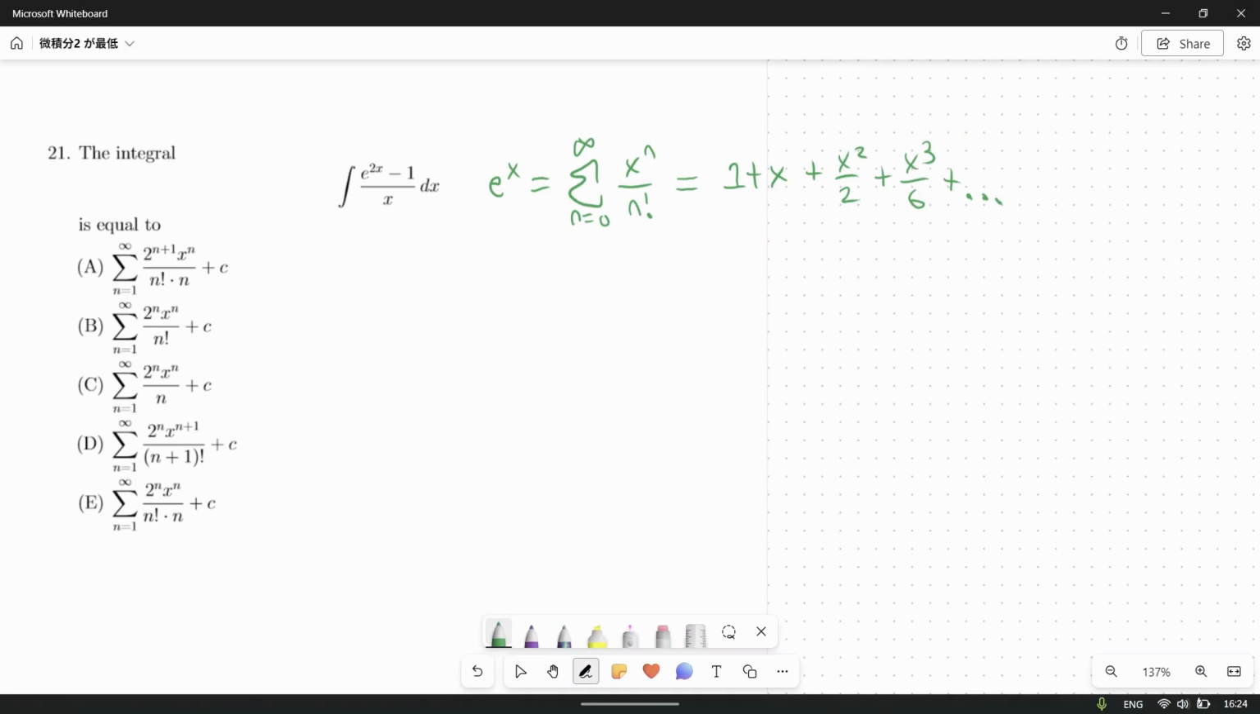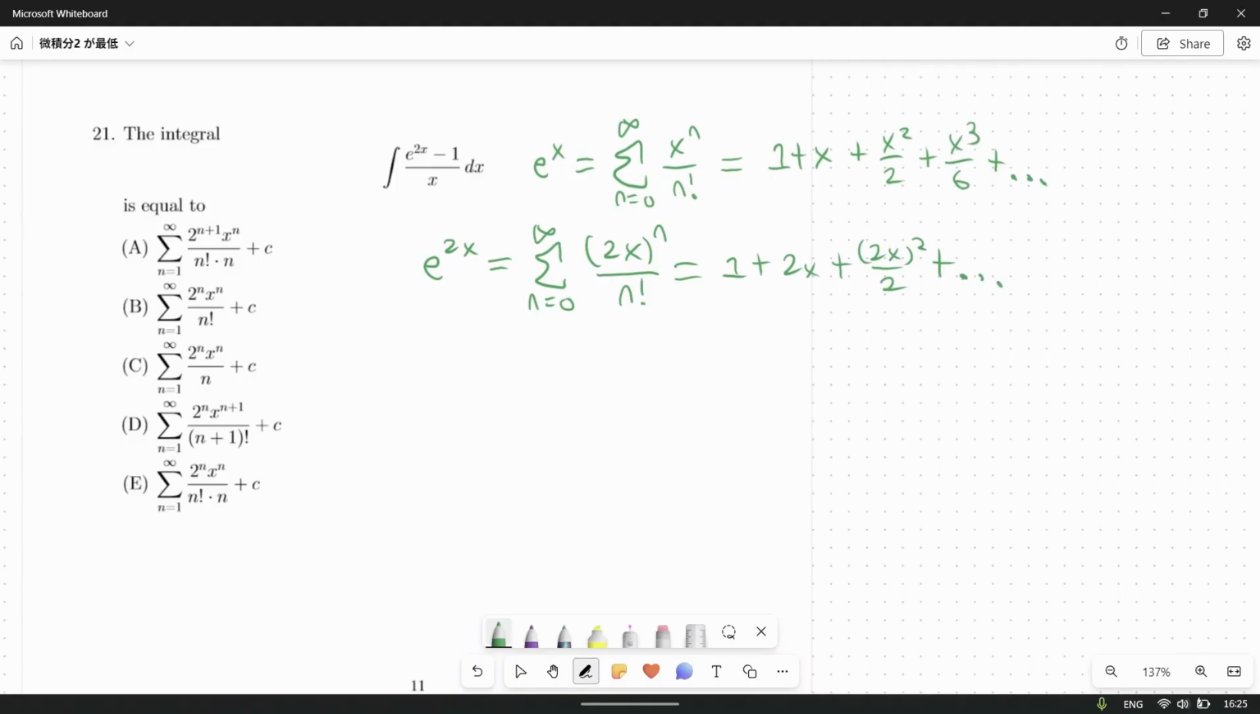And so as a result, the Maclaurin series for e to the 2x is just going to be equal to this sum to infinity of (2x)^n over n factorial, which would be equal to 1 plus 2x plus (2x)^2 over 2, and so on and so forth.